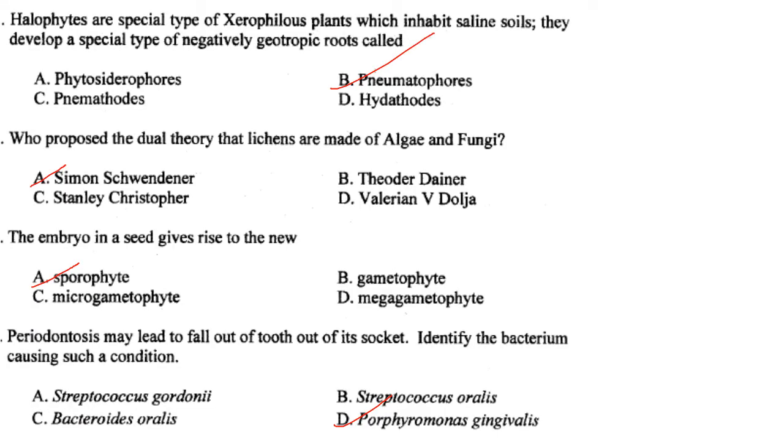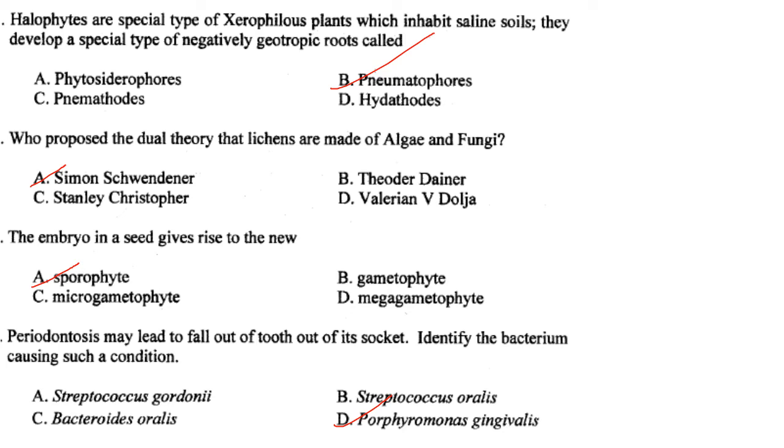The next one. Halophytes are a special type of xerophilous plants which inhabit saline soil. They develop a special type of negatively geotropic roots called... Halophytes are usually found in mangroves. They are special type of xerophilous plants that inhabit saline soil. So they develop special type of negatively geotropic roots. They are called pneumatophores or breathing roots.